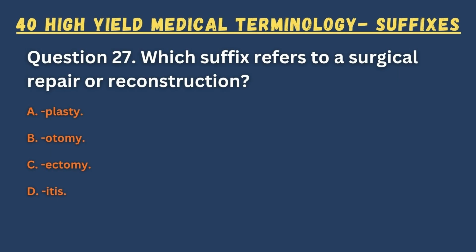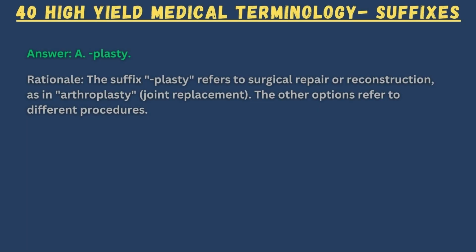Question 27. Which suffix refers to a surgical repair or reconstruction? A. Plasty. B. Otomy. C. Ectomy. D. Itis. Answer, A. Plasty. Rationale: the suffix plasty refers to surgical repair or reconstruction, as in arthroplasty, joint replacement. The other options refer to different procedures.